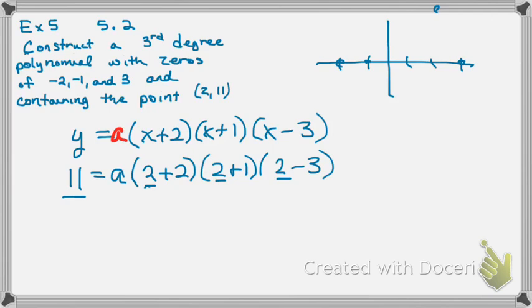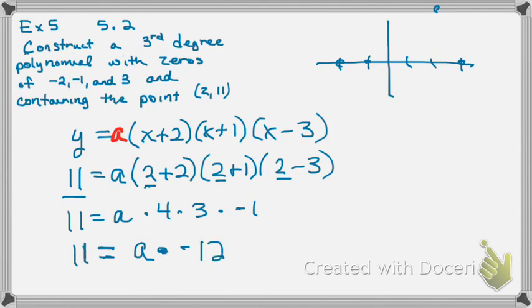What's 2 plus 2? Okay, so 2 plus 2 is 4. 2 plus 1 is 3. And 2 minus 3 is -1. Everybody with me on that? Yes. All I did was work out these parentheses here. So if I multiply these 3 numbers together, I get a -12. So 11 is going to equal a times -12.